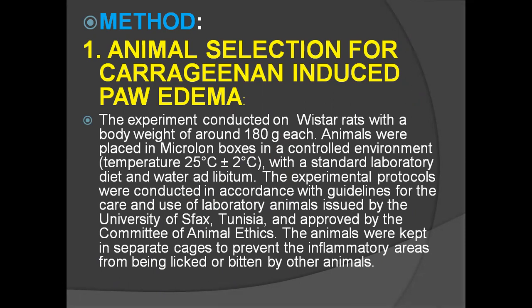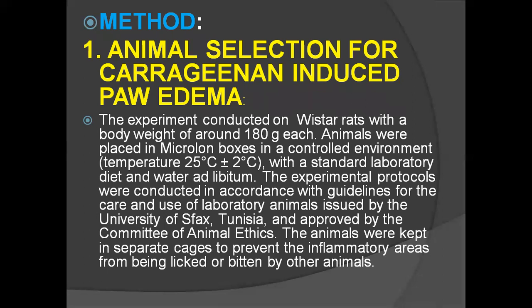I just want to tell you one thing: there are two types of inflammation, acute inflammation and chronic inflammation. Acute inflammation has a rapid onset, and the severe symptoms last for a few days, whereas chronic inflammation lasts for weeks to months and may lead to fatal outcomes. So back to our topic, we have the animal selection for the carrageenan-induced paw edema.